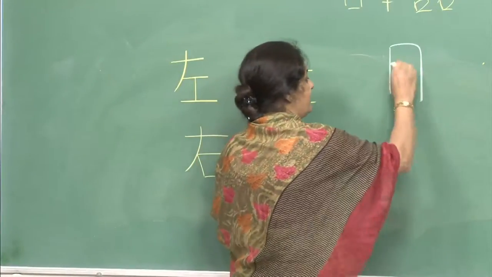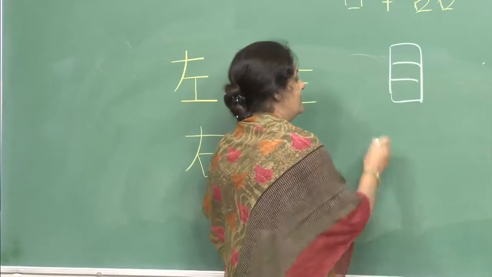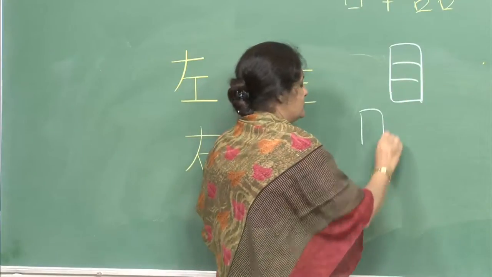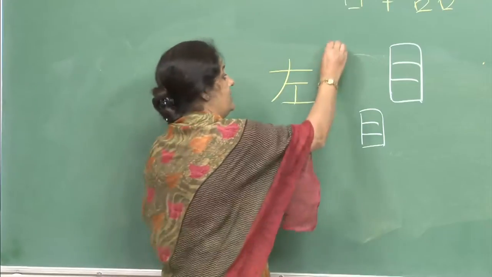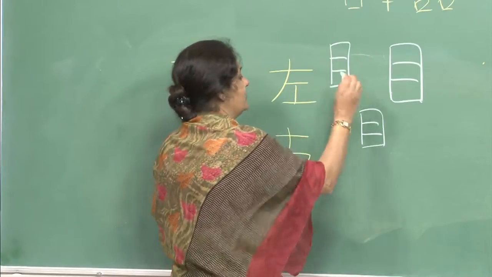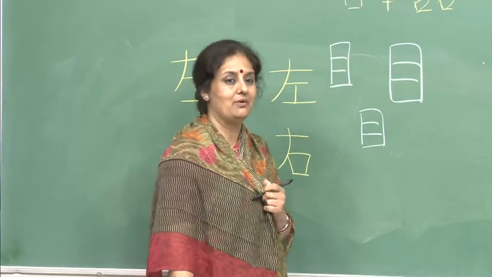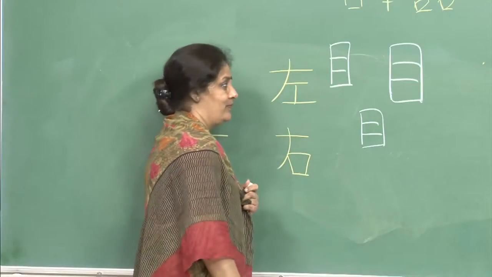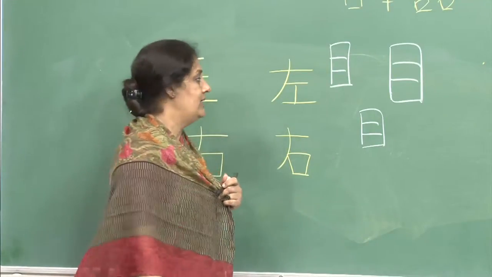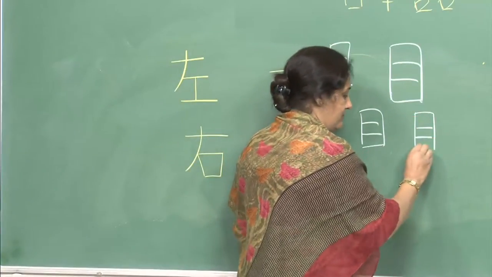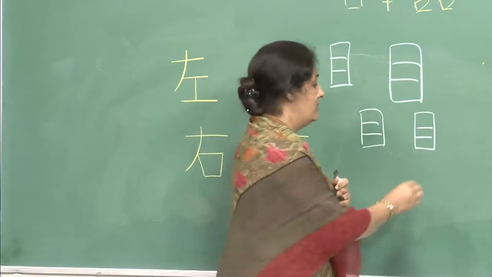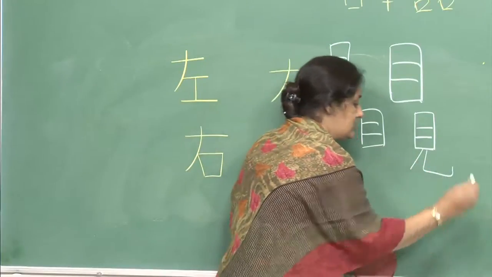This character you have done, if you remember, like this, 1, 2, 3, 4 and 5. Once again, 1, 2, 3, 4 and 5. So what do you think? Do you remember what it is? We did it long back. Well, this is I, may. May desu ne? May. And what do you do with your eyes? Well, you see with your eyes.